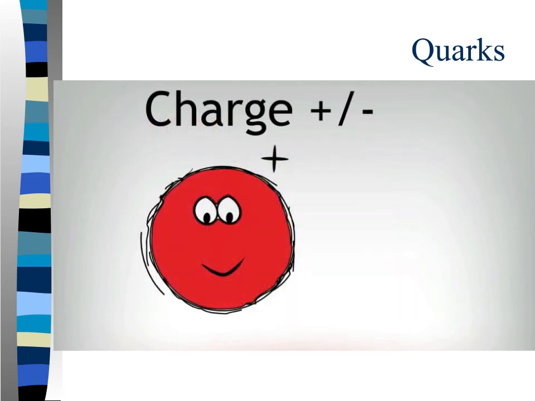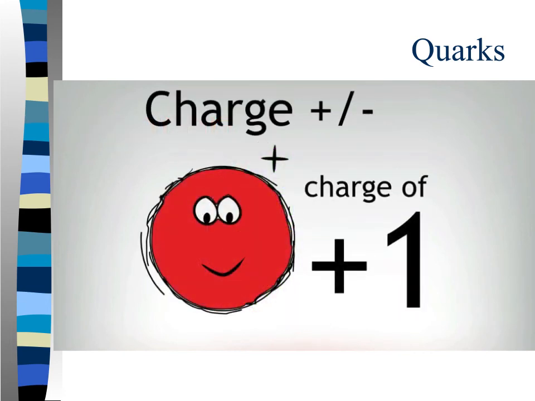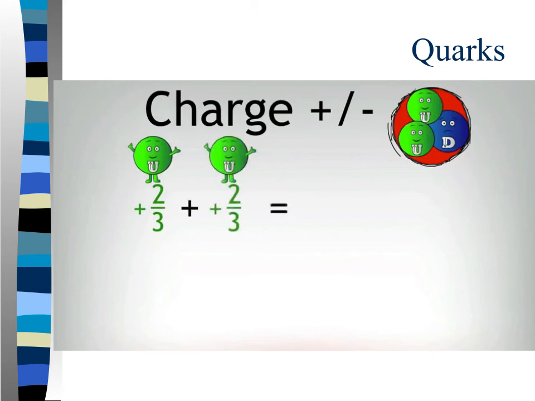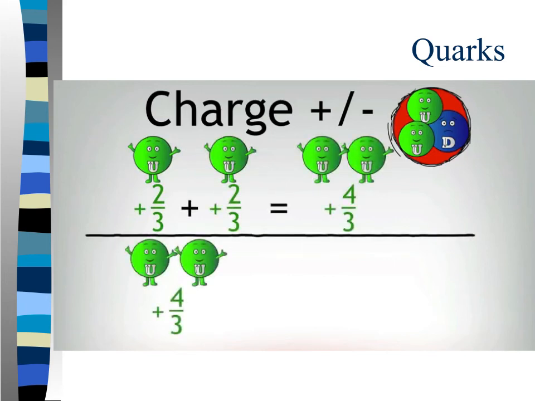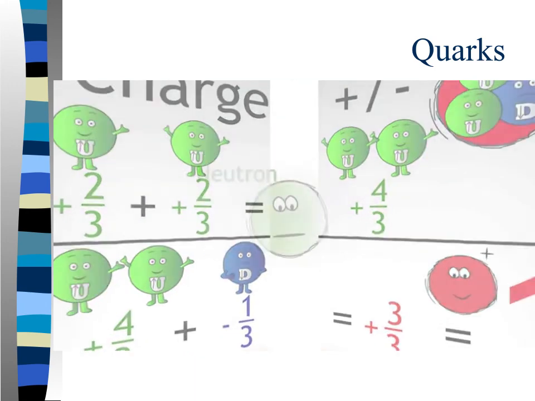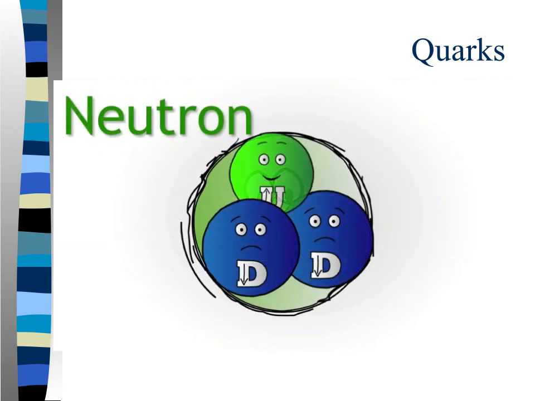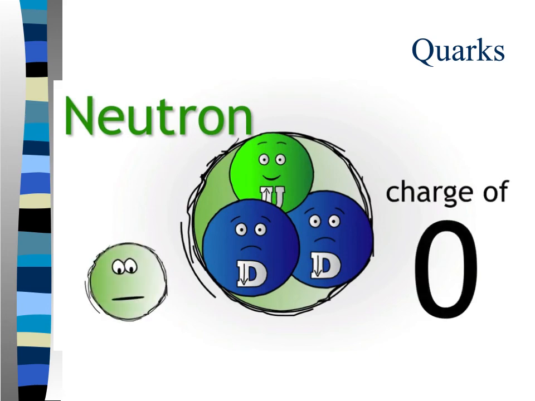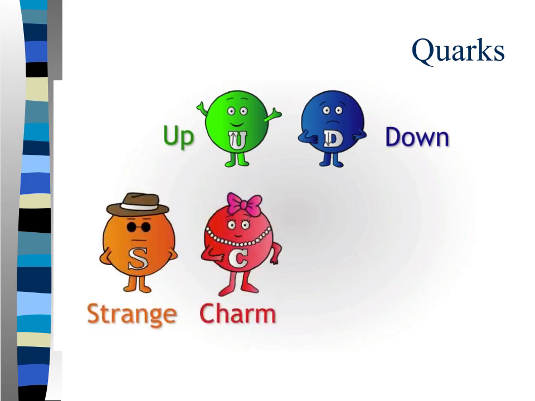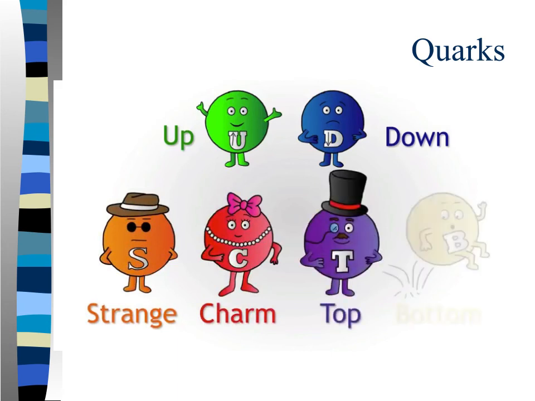Now, we know that the charge of a proton is +1. If we look at this in terms of the fractional charges given to quarks, 1 up quark would have a charge of plus 2/3, so therefore 2 up quarks would have an overall charge of plus 4/3. Adding in a down quark reduces the overall charge to 3/3, which is the equivalent of 1. A neutron was found to consist of 2 down quarks and 1 up quark, which gave it an overall charge of 0. The discovery of the up and the down quark was followed in the coming years by the strange quark, the charm quark, the top quark, and the bottom quark.